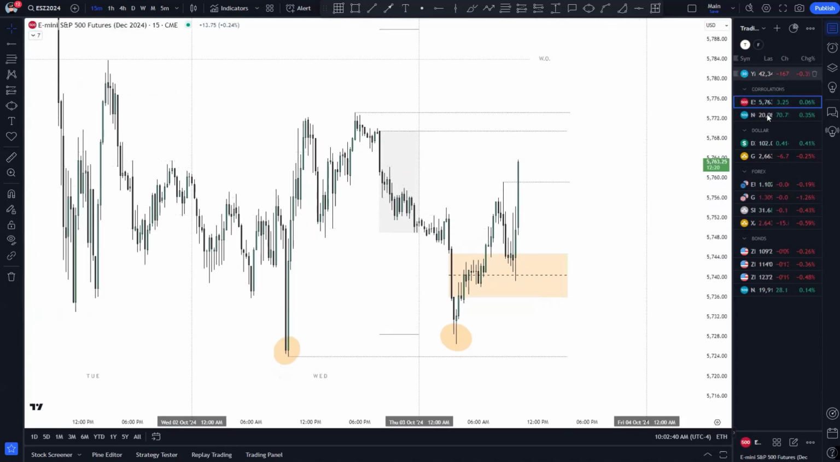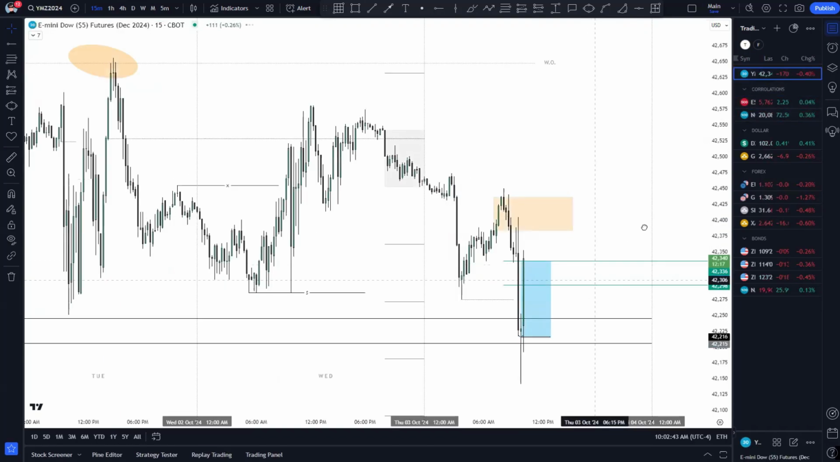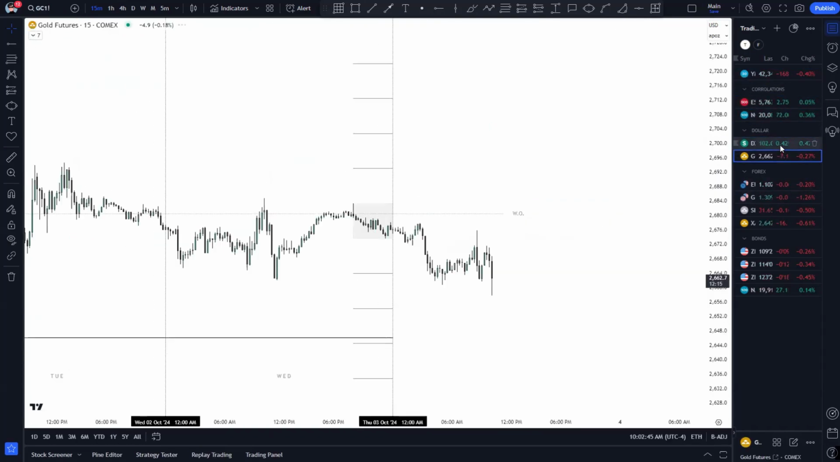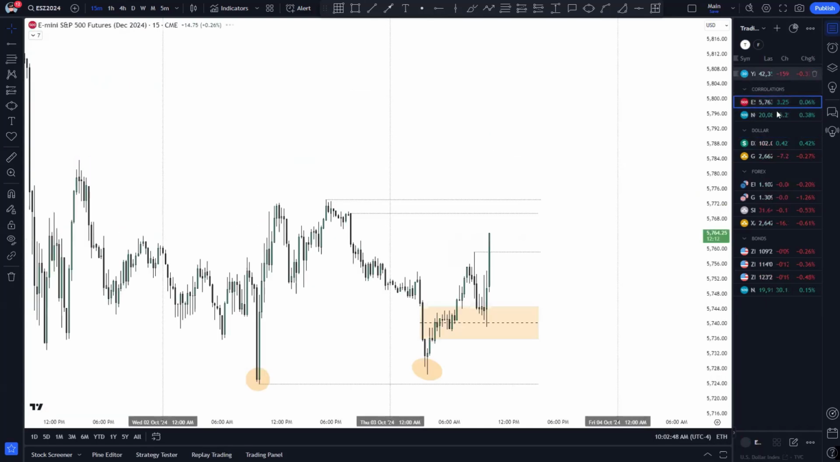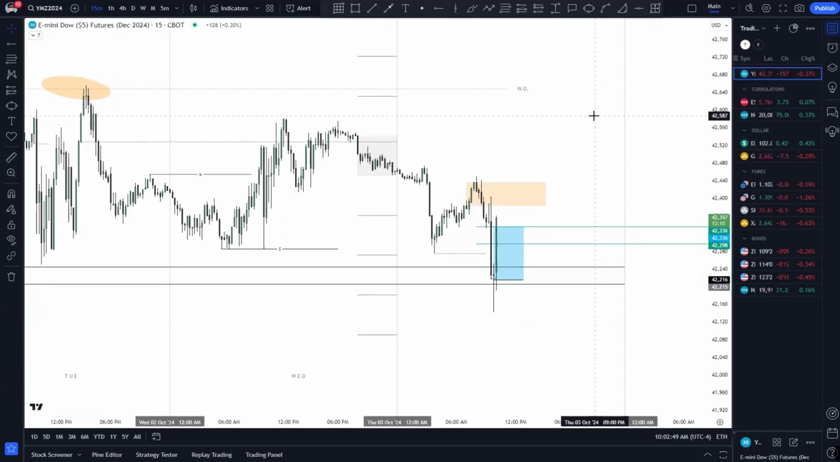S&P reaching higher, Nasdaq reaching higher. Yeah. And that's how you call the markets.